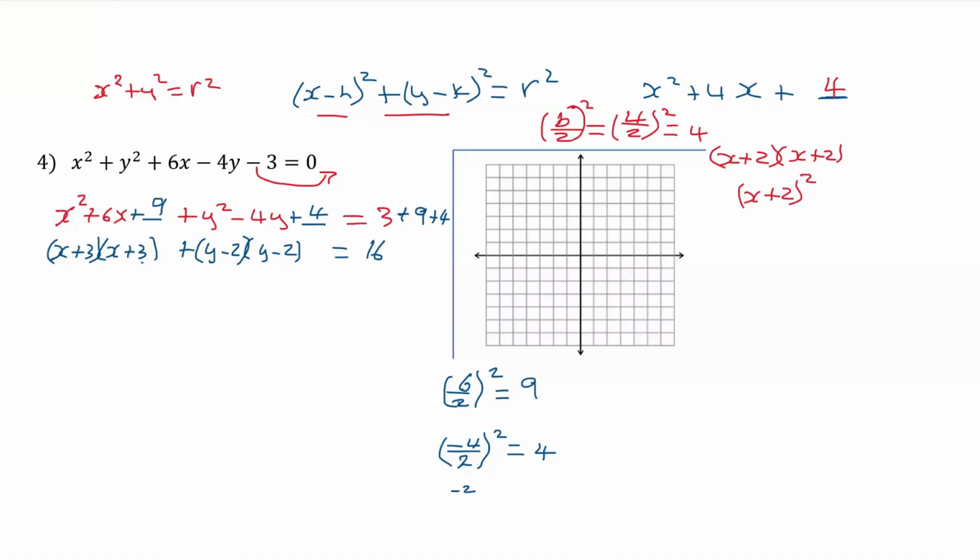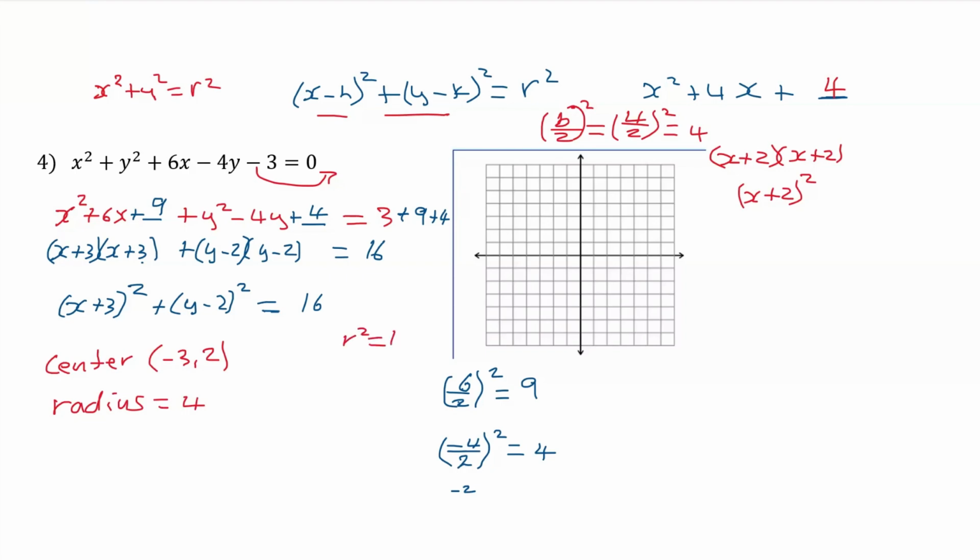So now x plus 3 times x plus 3 is x plus 3 squared, and y minus 2 times y minus 2 is y minus 2 squared, and that equals 16. Now you see that this looks like one of the equations above, so we can read off the center and the radius. The center is at -3, 2, and the radius would be the square root of 16, which equals 4, right? Because remember, r squared is equal to 16.